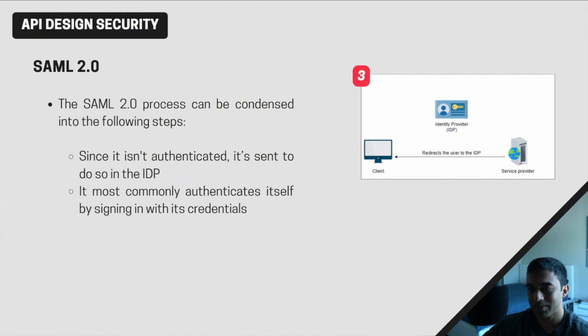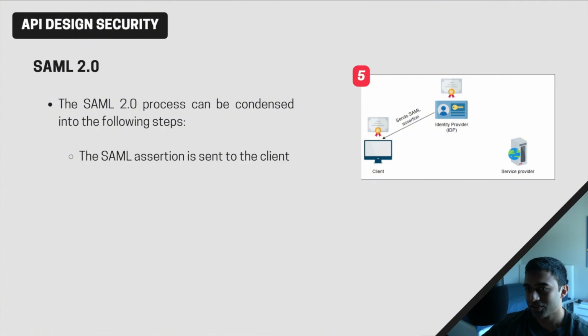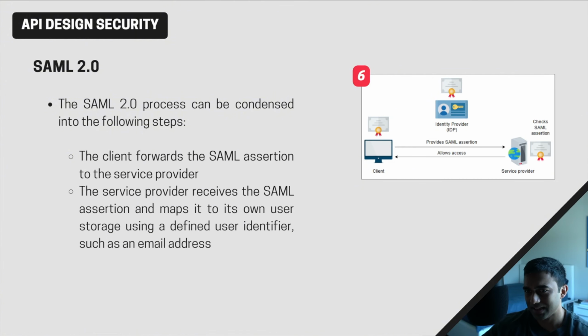And it most commonly authenticates itself by signing in with its credentials. So once it's authenticated, the IDP generates a SAML assertion. A SAML assertion is a generated XML document that the IDP forwards to applications it has a trust relationship with. And the SAML assertion is sent to the client, and then the client forwards the SAML assertion to the service provider. The service provider receives the SAML assertion and maps it to its own user storage using a defined user identifier, such as an email address.